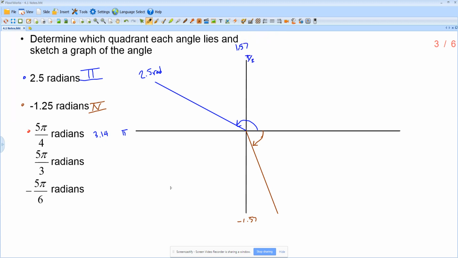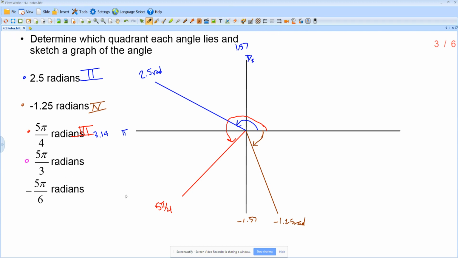5 pi fourths radians, and I should label this last one. I apologize again. Negative 1.25 rad. 5 pi fourths. So I'm thinking about going in the positive direction. I want to split this into fourths. So here's 1/4, here's 2/4, or half, here's 3/4, here's 4/4, and down here is going to be my positive 5 pi fourths. And I'll loop around and say, hey, here I've got 5 pi fourths, which is in my third quadrant.